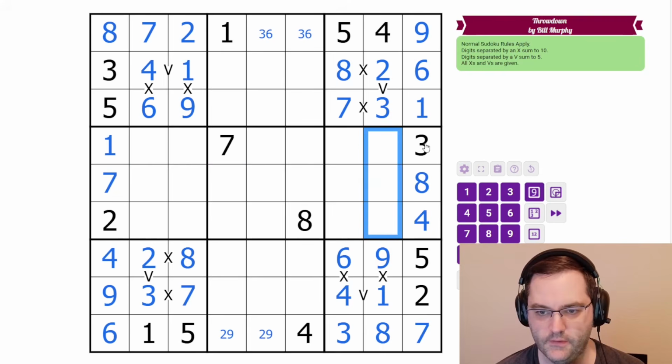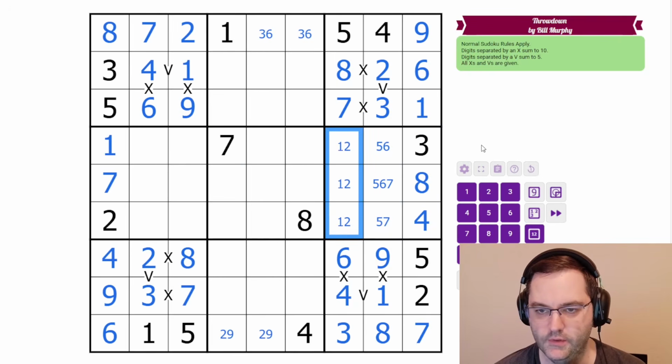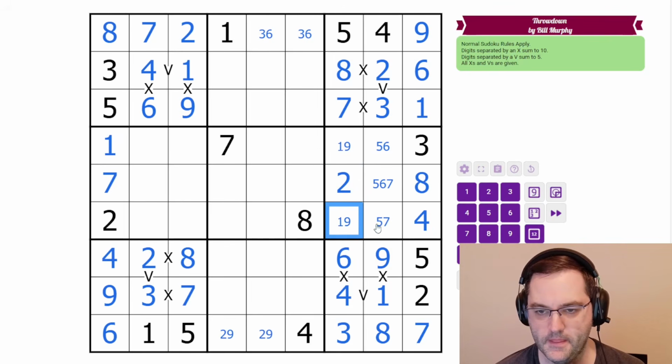Okay, here we have 5, 6, and 7. This can't be 7 for multiple reasons. This can't be 6 because of 4. Actually, 3 reasons that couldn't be 7. These are 1, 2, 9. 1 and 9 can't go next to each other, so the 2 has to go in the middle. And there's 1 over there.